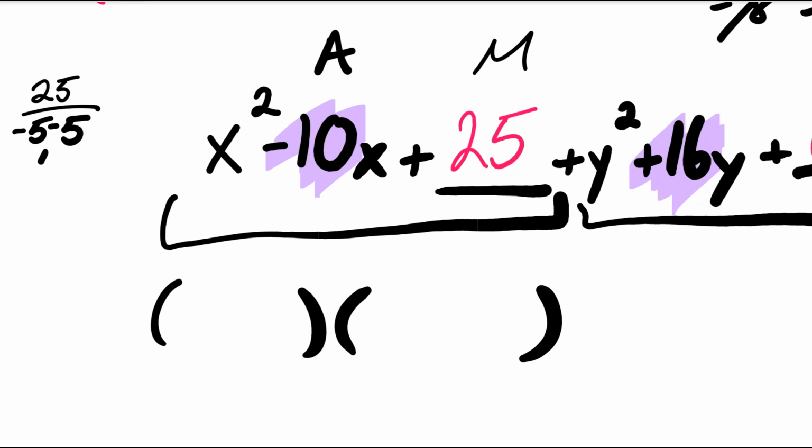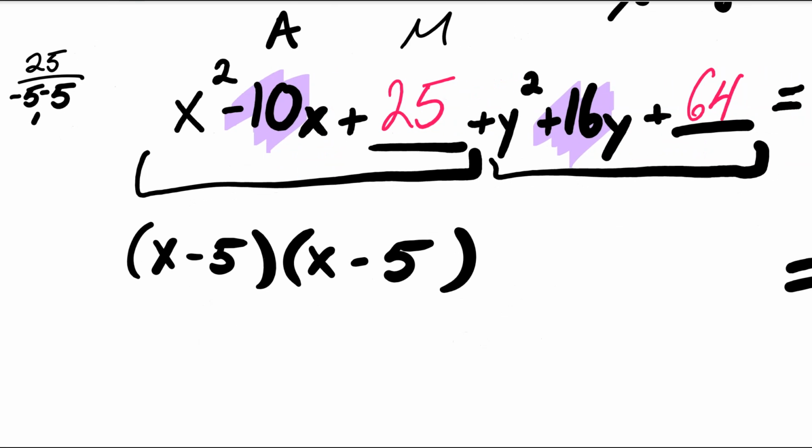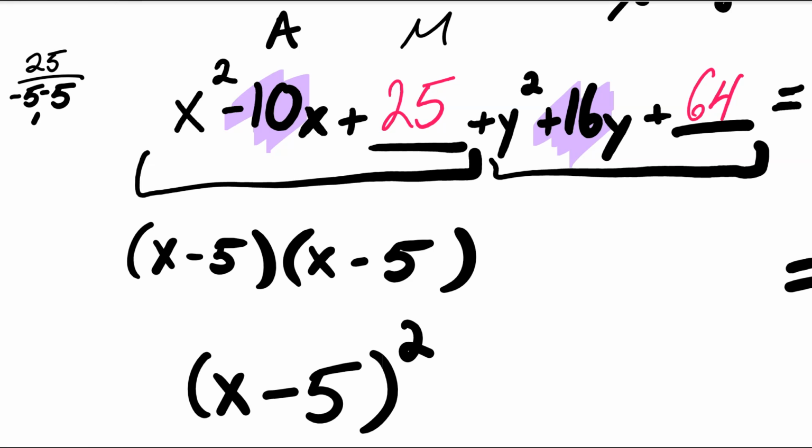So I write two sets of parentheses, x in the first part of both of them. One of my factors is a -5, and my other factor is also a -5. With completing the square, that should happen every time, such that instead of x minus 5 times x minus 5, I could write this as x minus 5 squared.